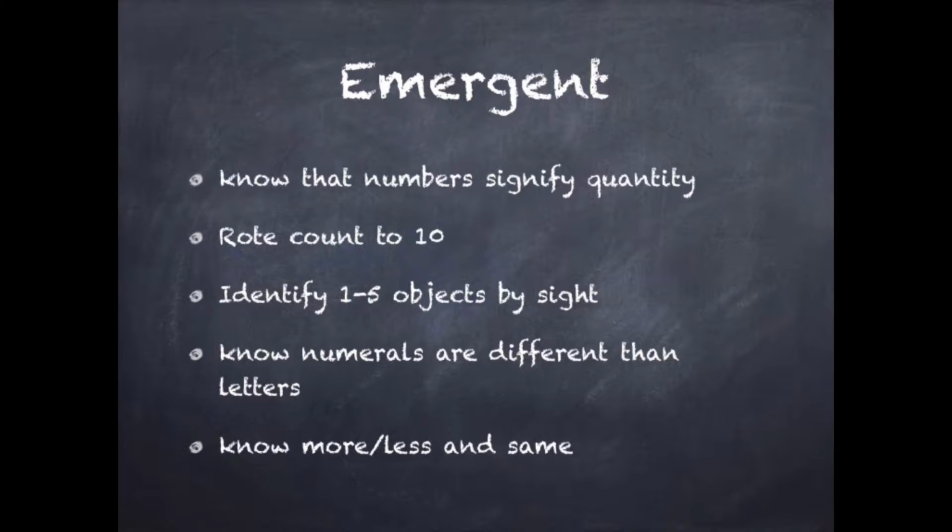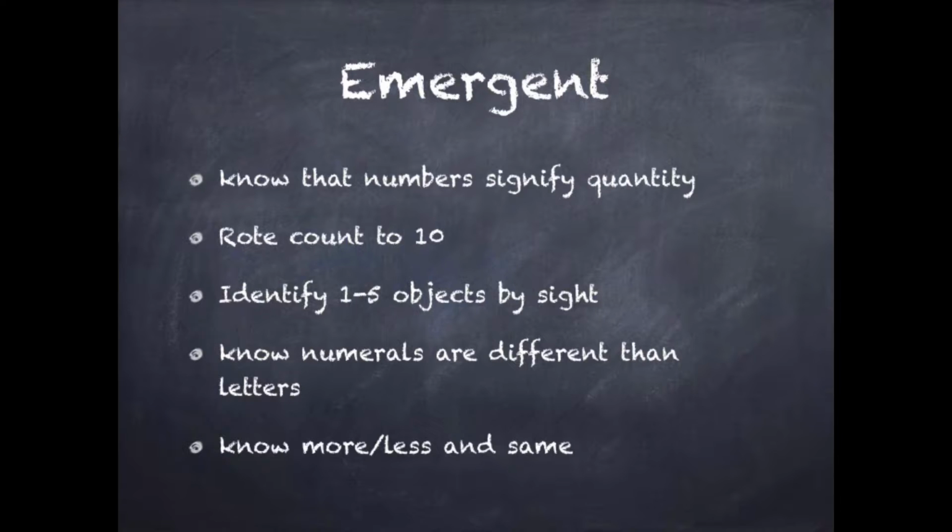So the emergent phase. Here are a few bullet points. Children know that numbers signify quantity, that numerals are different than letters, and that a numeral means an amount. They're able to rote count to about 10. Some kids can rote count more, but it's just rote counting. They can identify about 1 through 5 objects by sight. That's actually called subitizing, a mathematical word. And they know more and less and the same.